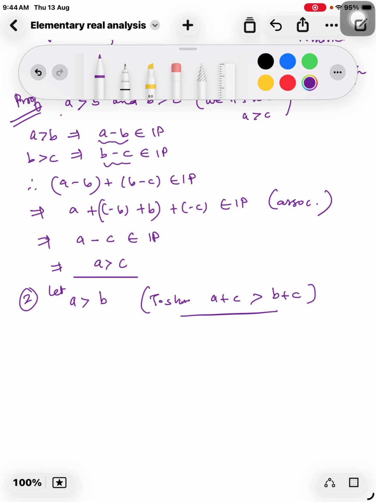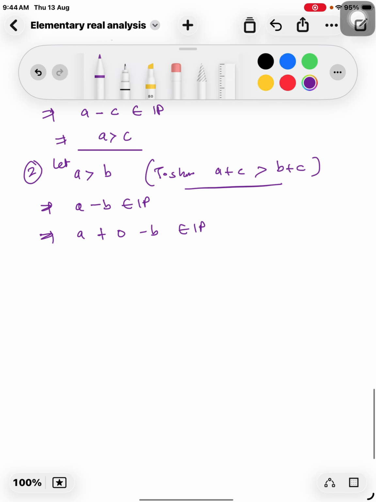So if A is greater than B, this means A minus B belongs to P. This is the definition of A greater than B, which means A plus 0 minus B belongs to P. Now you will think why I am introducing 0. Let us see what we have to show. We have to show A plus C greater than B plus C.